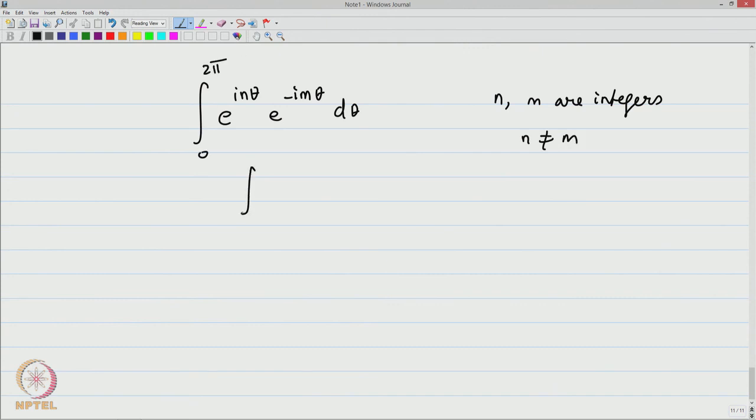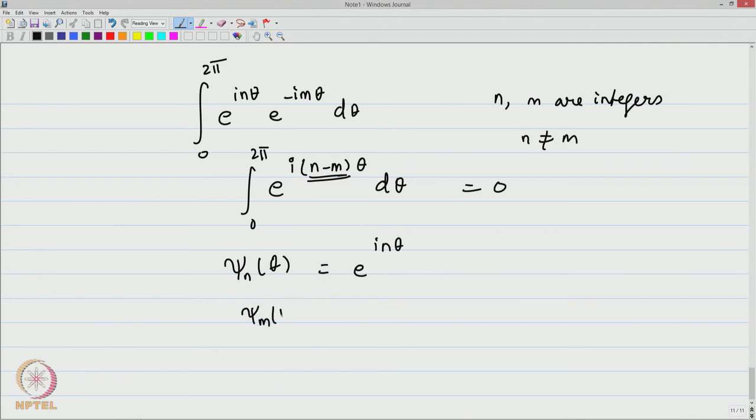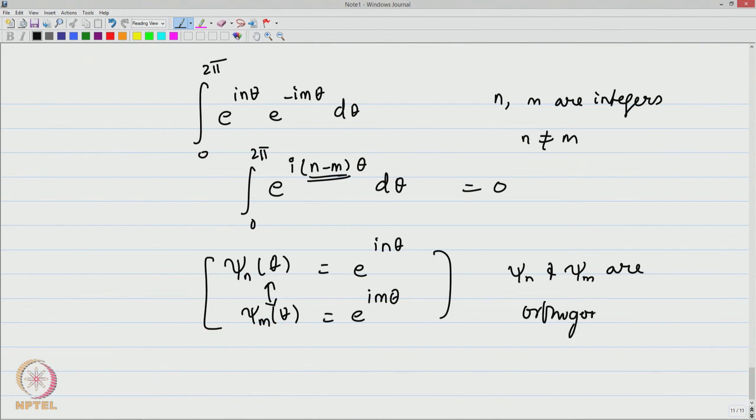You can see right away that this is nothing other than another integer, e to the i(n minus m)theta d theta, whatever number that is. Since n and m are both integers, the difference is also an integer, plus or minus does not matter. Therefore, this is also 0. Therefore, we say psi n theta, which is e to the i n theta, and psi m theta, if it is another function which is e to the i m theta, then these two functions are orthogonal. Psi n and psi m are orthogonal to each other, and we will use this idea later.